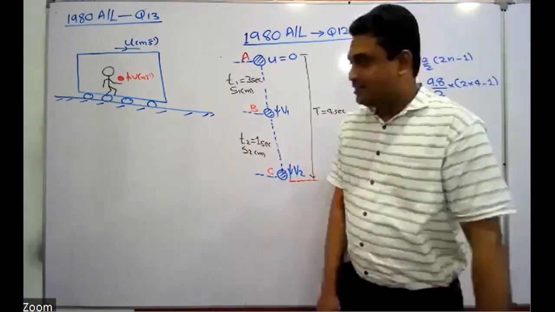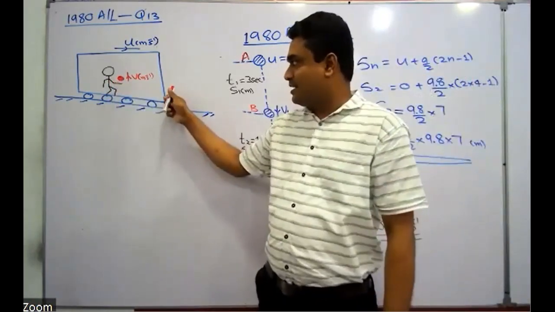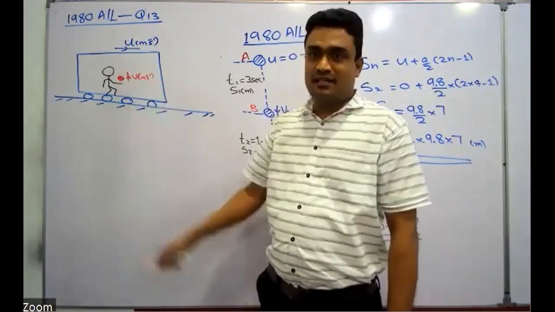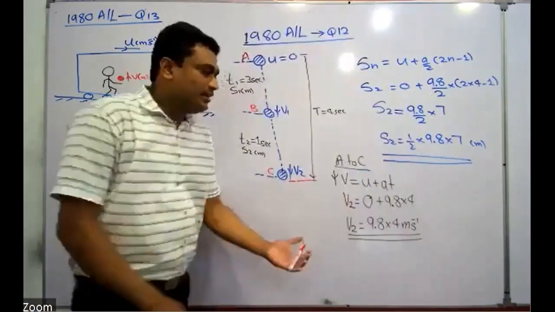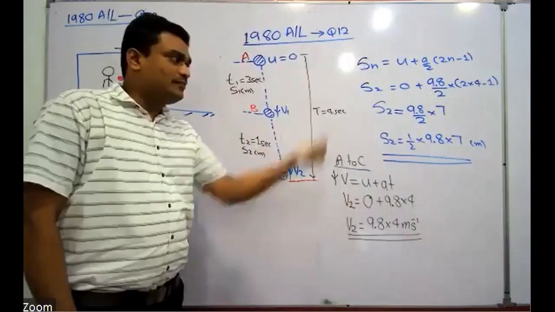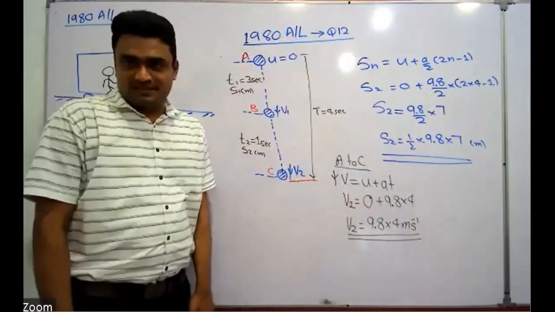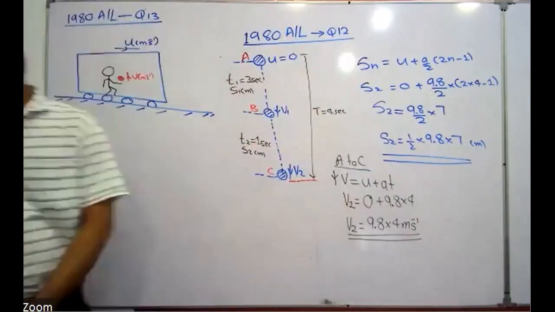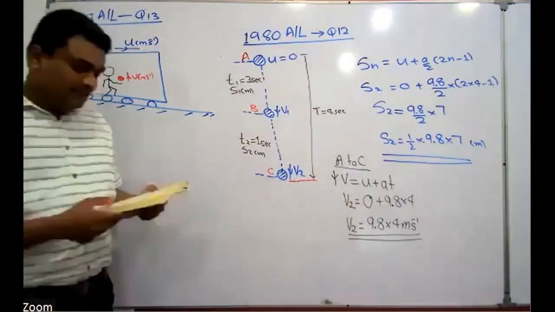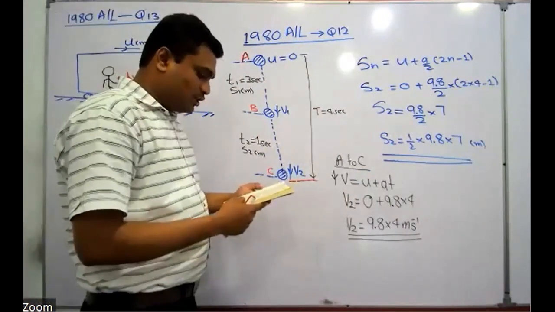Am I right? The train has 10 meter per second velocity. The ball also has the same velocity if u is 10. So it throws the pen up, it falls back. That's it. Okay, dear? Right. Then let's try the next question.